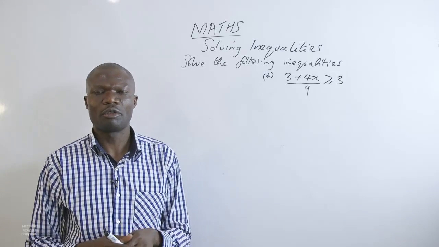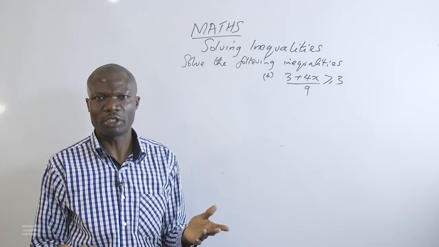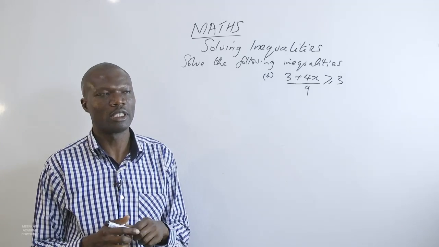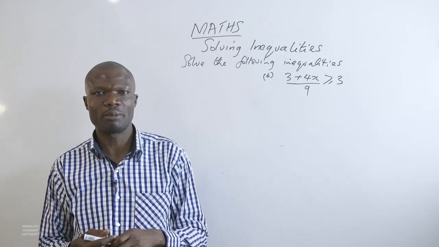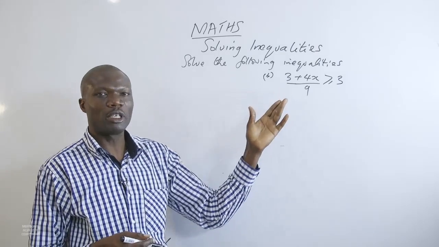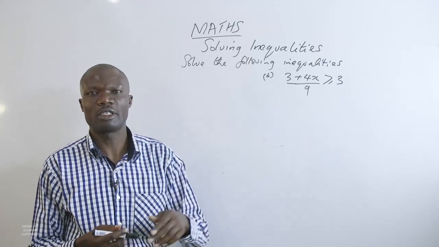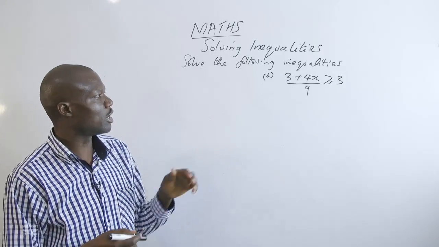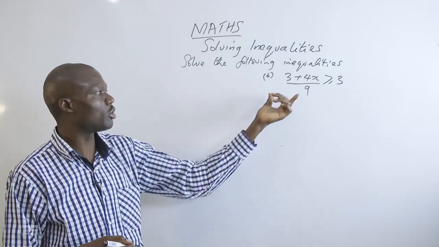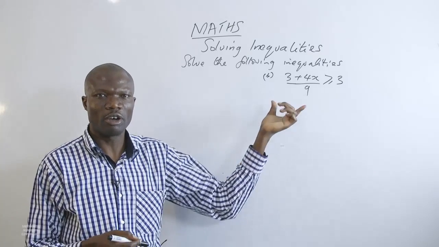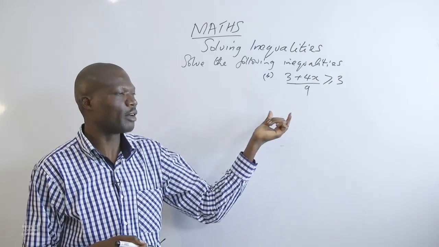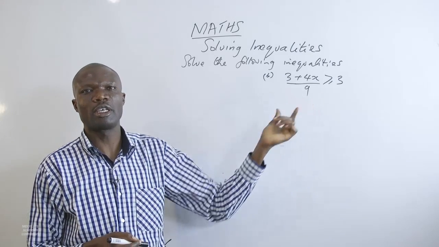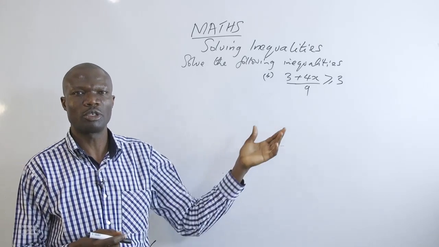We also have those inequalities which are fractional, and we should approach them the way we normally approach all the rest. So this one is one of the examples. We have 3 plus 4x over 9 is greater than or equal to 3. For this, the very first approach, because the whole of it is over 9, is to work on getting the 9 out first as we proceed.